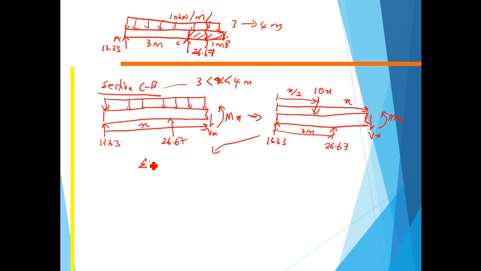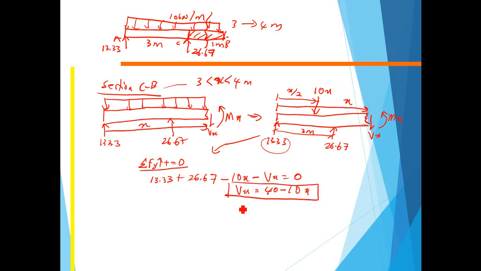Okay, by applying the summation of Fy, upward is positive, equal to 0. So from here we can write 13.33, which is here, plus 26.67 minus 10x, minus Vx equal to 0. So Vx is equal to 40 minus 10x. Okay, so that is the relationship for shear force and x for section CB.